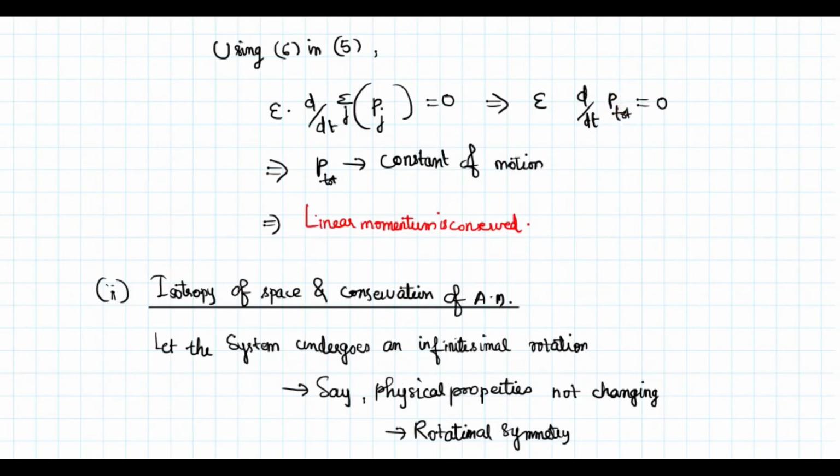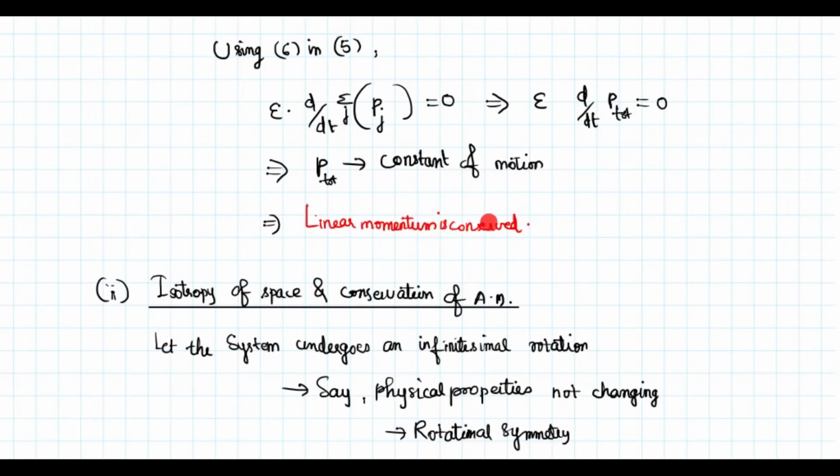So epsilon cannot be 0, of course, because it is an arbitrary displacement. But d/dt of P total should be 0 then. That implies P total will be a constant of motion. That is, the linear momentum of the entire system will be a constant of motion. Thus, for a system possessing translational symmetry, linear momentum will be a conserved quantity.